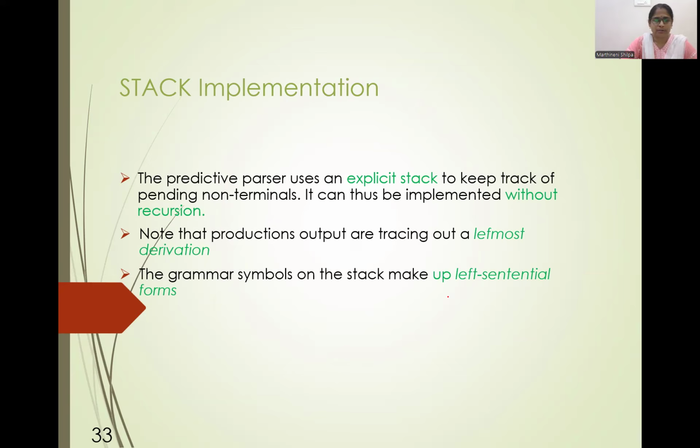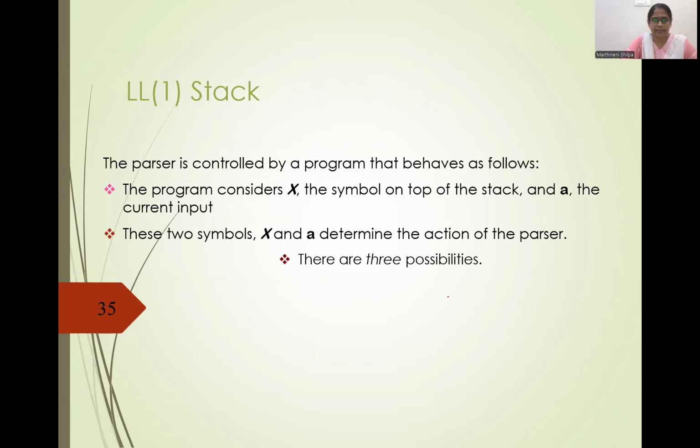So based on those two inputs, it will identify which production is to be used to parse the given input. And that production will be stored in the stack by popping the element, in reverse order. To eliminate recursion, the right-hand side of the production will be stored in the stack in reverse order. Let me explain.